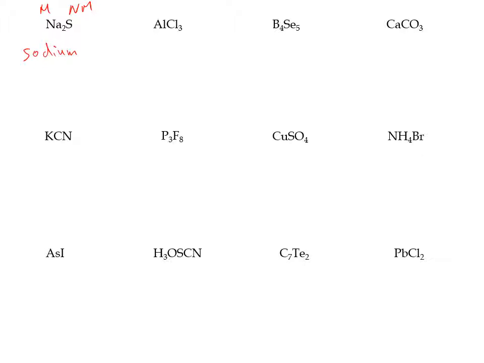And just because there's not a ton of room on this page, I'm going to write the names underneath each other. Na is sodium, and then the S is sulfur. I know by my rules that the non-metal, I change the ending of the name. So instead of sulfur, I'm going to change the ending of this to sulfide.